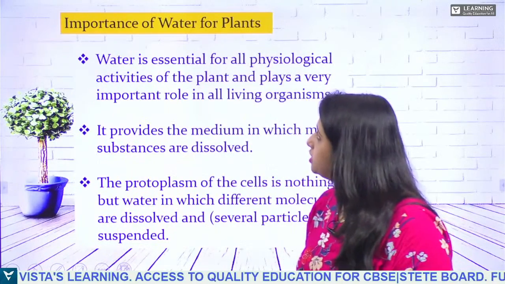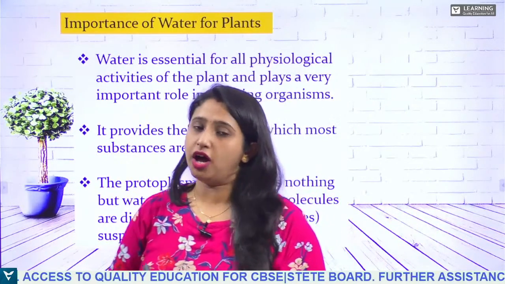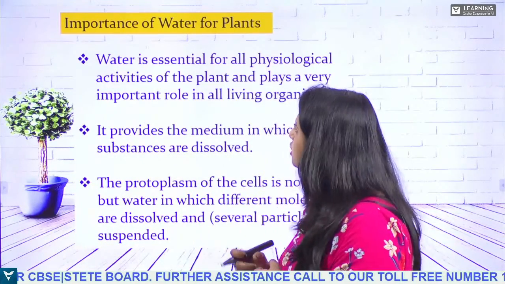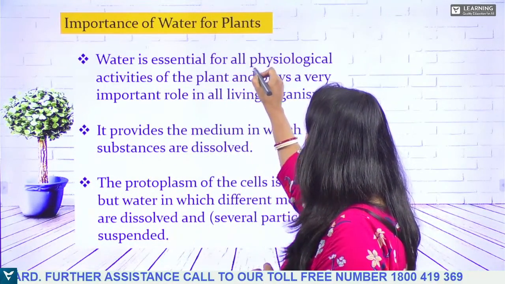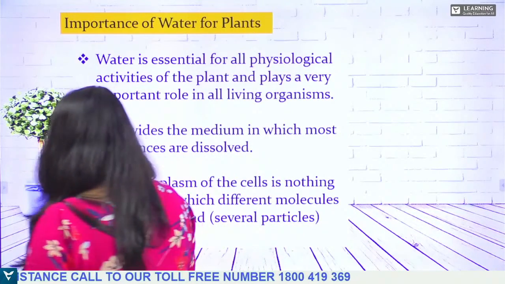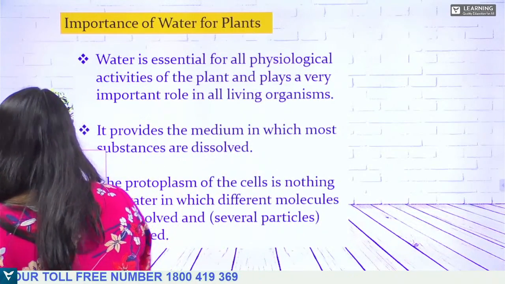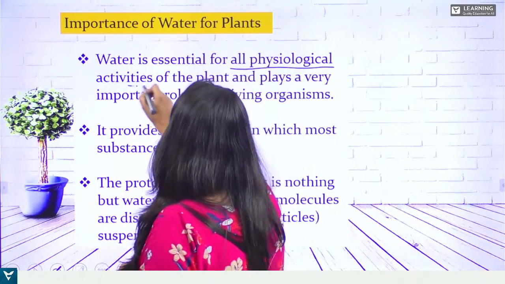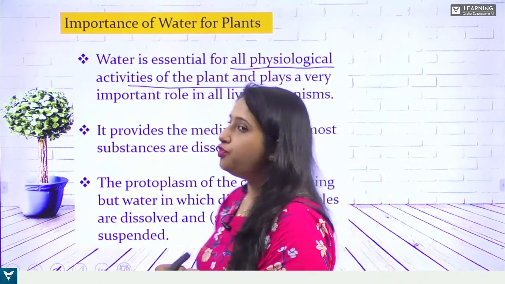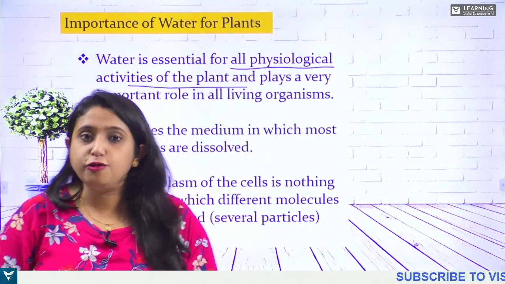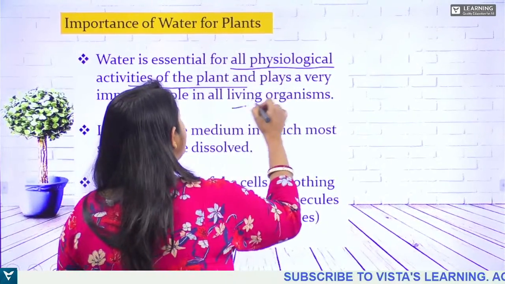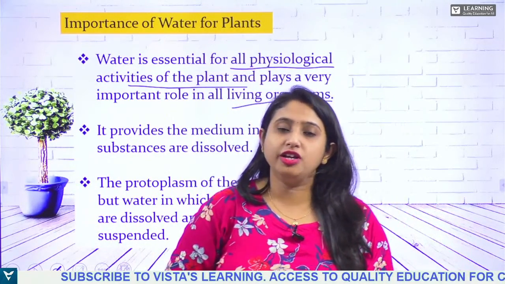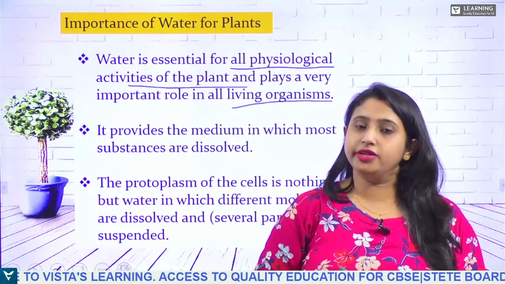So let's see what the importance of water for plants is. Why is water necessary for plants? Because it is essential for all the physiological activities of the plant, and also plays a very important role in living organisms. Without water, no one can survive, isn't it? So it plays a very important role in living organisms.